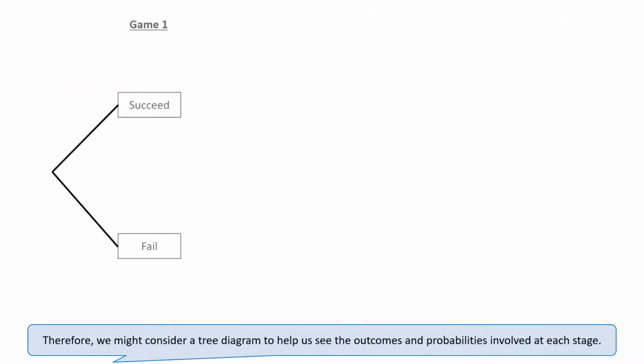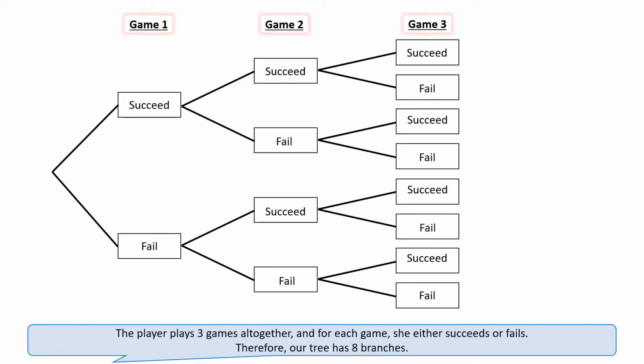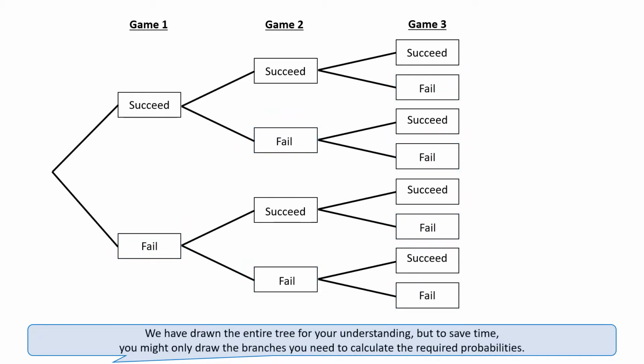Therefore, we might consider a tree diagram to help us see the outcomes and probabilities involved at each stage. The player plays 3 games altogether, and for each game, she either succeeds or fails. Therefore, our tree has 8 branches. We have drawn the entire tree for your understanding, but to save time, you might only draw the branches you need to calculate the required probabilities.